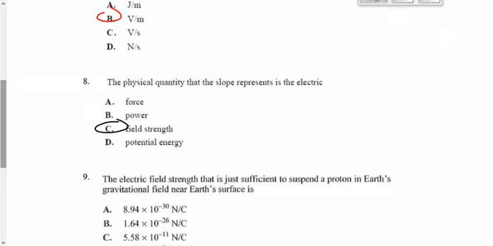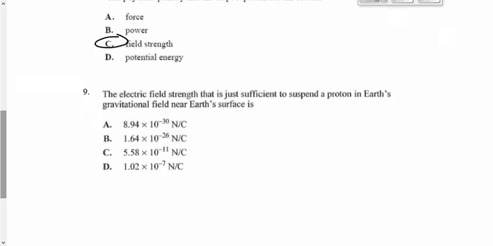And finally, number 9, the electric field strength just sufficient to suspend a proton in the Earth's gravitational field near the Earth's surface is what? Suspend. What does that mean? There's another word I can think of that means the same thing as suspend, essentially. Equilibrium. If it's in equilibrium, what does that mean? The forces have got to balance, right? Two forces have got to balance out. So what two forces are going to balance out in this case?